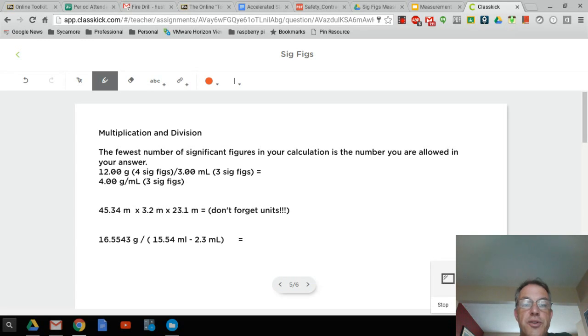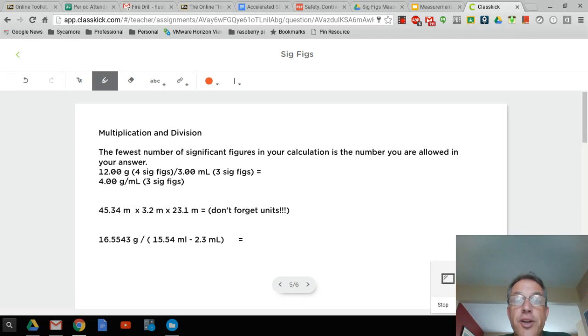So if this is 12.00 divided by 3.00, on my calculator, it might read 4.00000000 or go on forever. We can only keep 3 sig figs, so we round it to 4.00. And that's how you do multiplication and division. Now, the other thing that is a little confusing for people, and I want to make sure you understand this, is that these rules are only used for measurements.